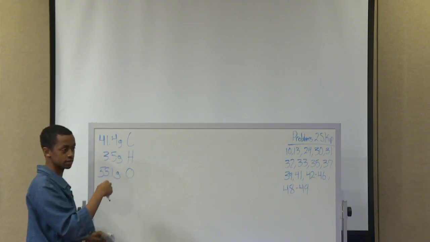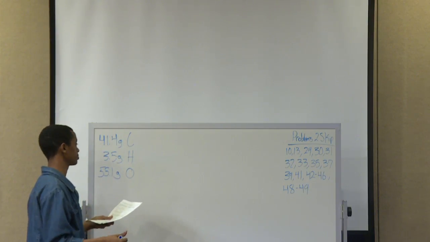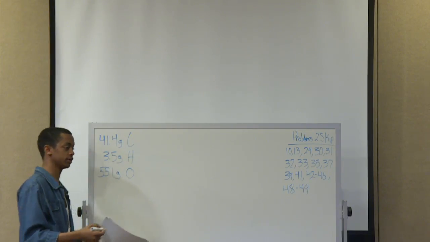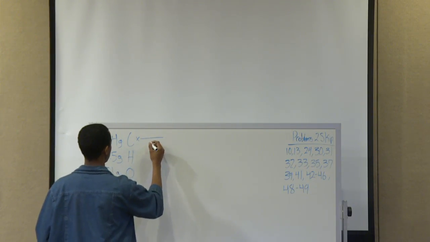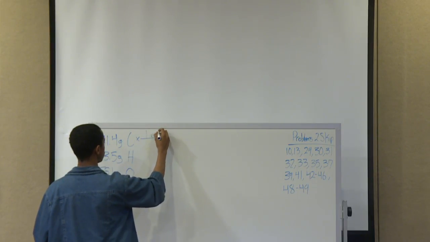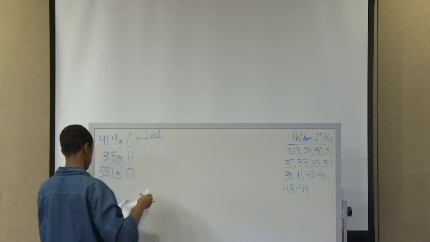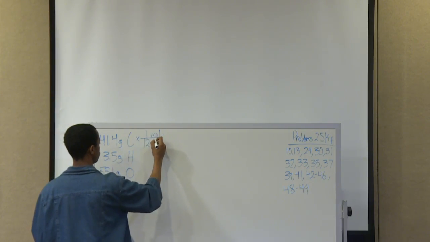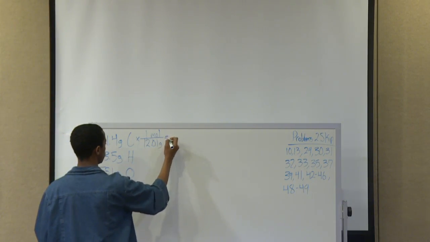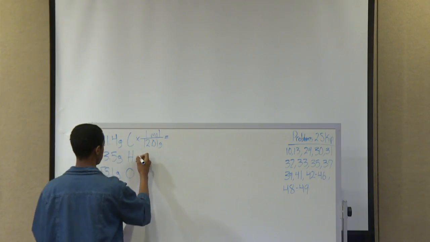You change everything to mass after you assume a 100-gram sample. You want to change everything into its individual mole value. So for carbon, 1 mole over 12 grams, yeah, 12.01. For hydrogen, we're going to do 1.01.